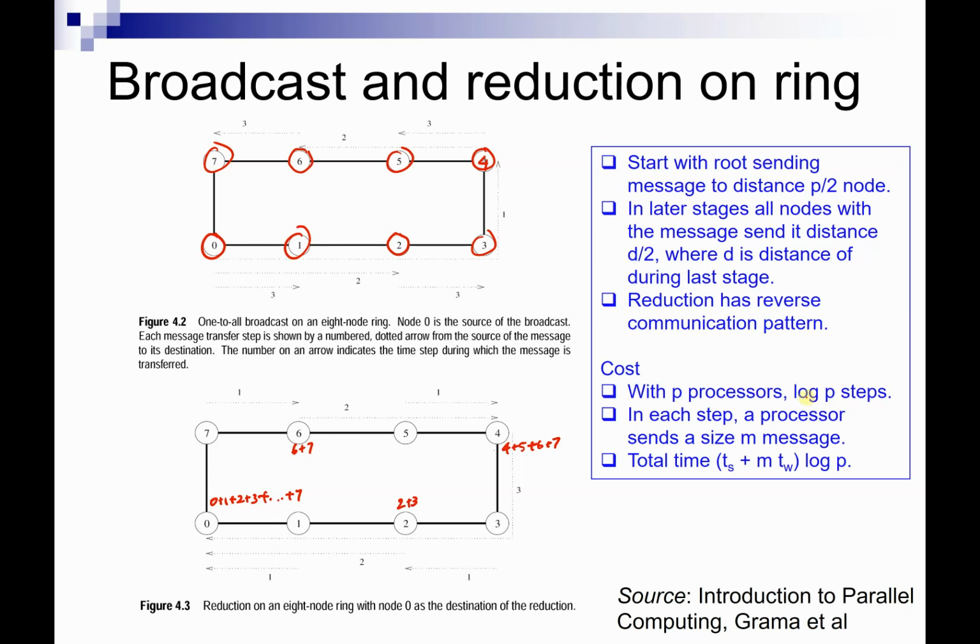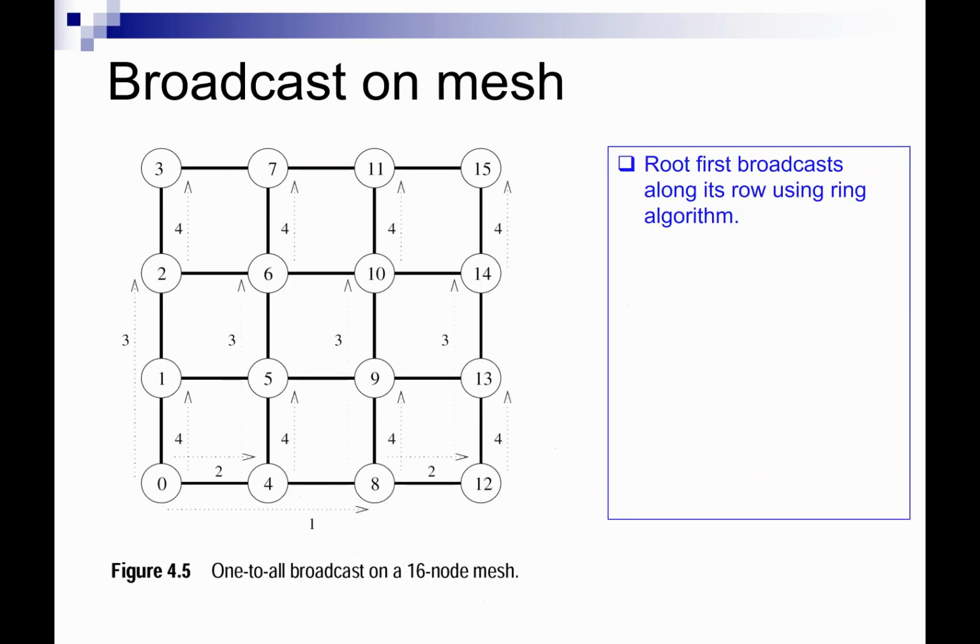So in total, we're taking log P steps. Each time you're sending a message of size M, and the time to send that message is just TS plus M times TW. You multiply that by the number of steps, and this is your total time complexity. Okay, so that is broadcast on a ring.